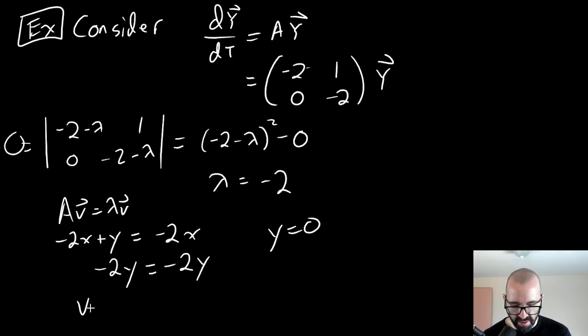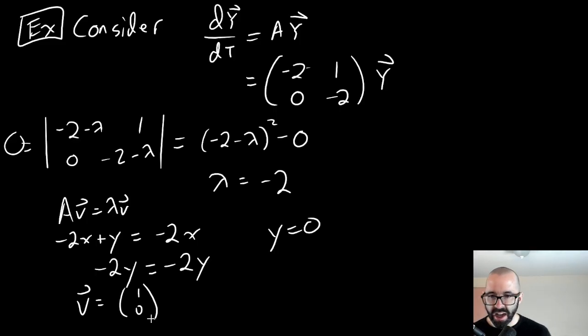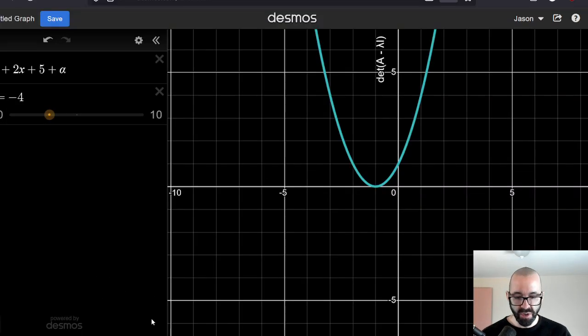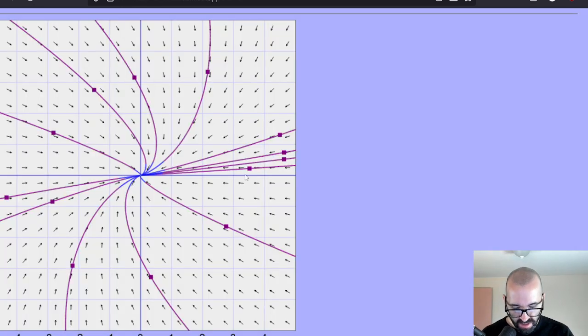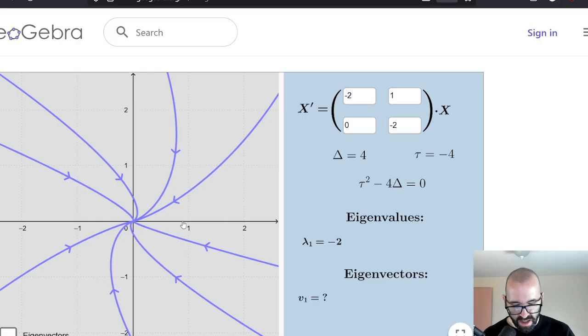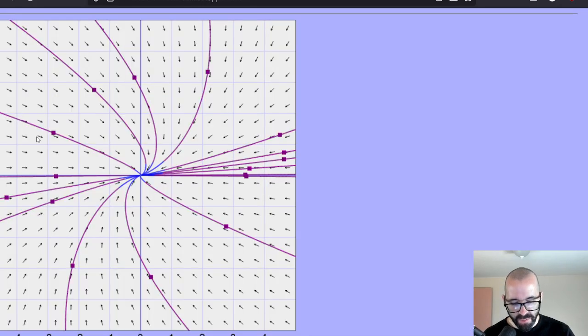So we can choose any such vector that we want. Let's choose the vector 1, 0. Love that vector. And again, we can see, if we go back to our straight line solutions, they're actually on the horizontal axis. Kind of hard to see because it doesn't really plot the directions very well on that. And then again, here it doesn't show all of them. But yeah, it's actually the horizontal axis of straight line solutions. And things are sort of spiraling elsewhere.